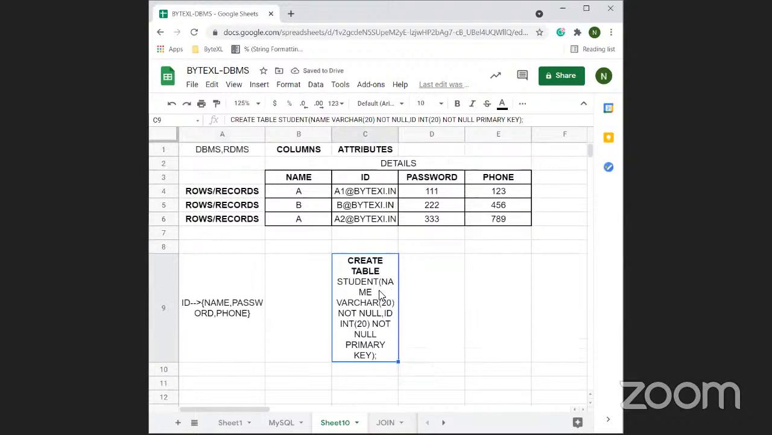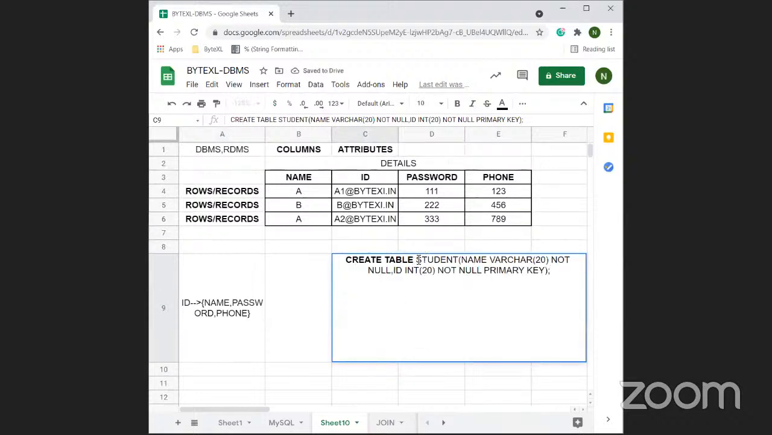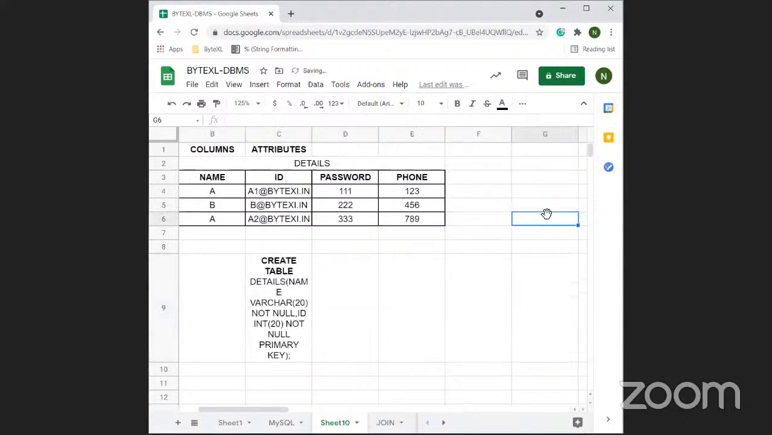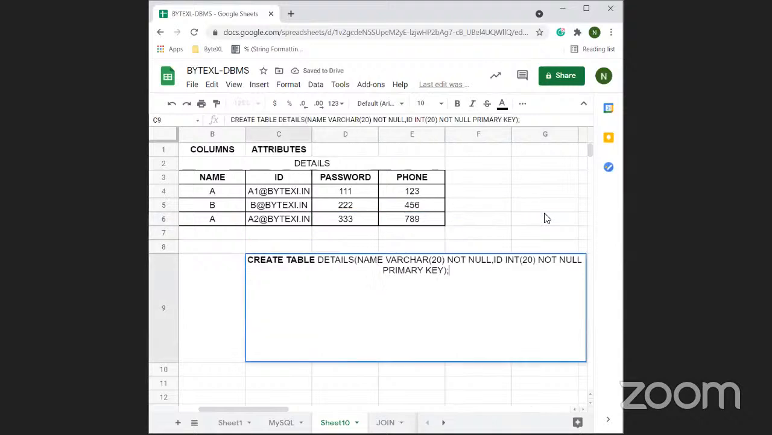Yes, you can see the table also. Create table. The name of the table can be whatever we want. In this case, the name of the table is details. That is what we are expecting. Then, whatever column values we want, we can give.